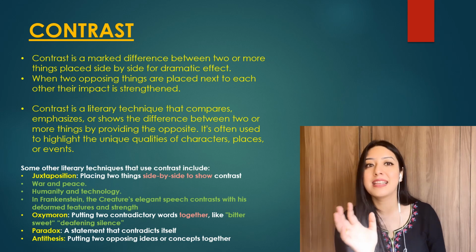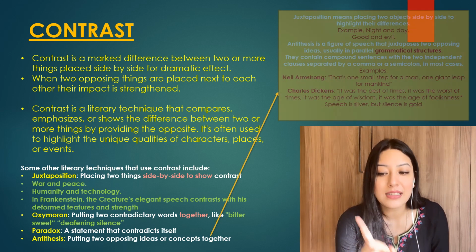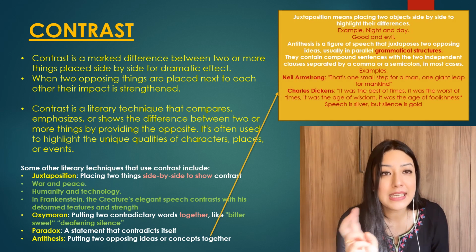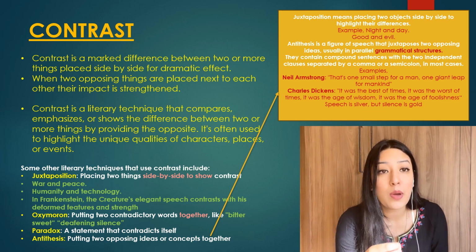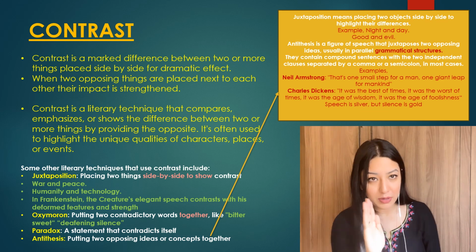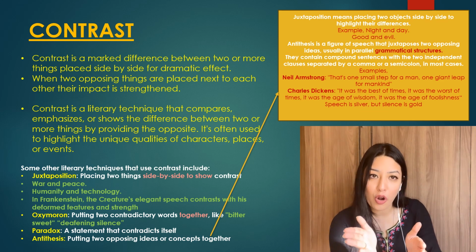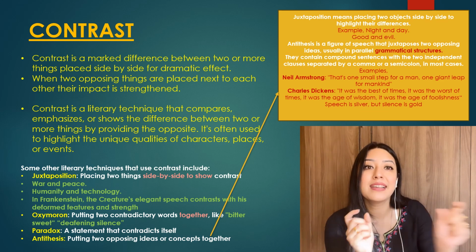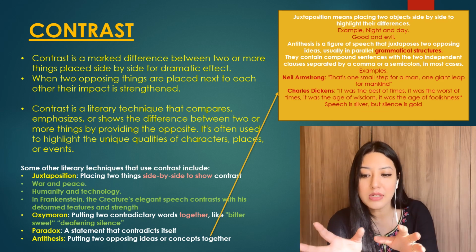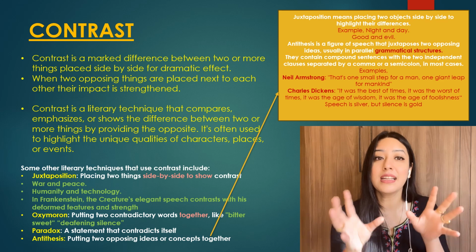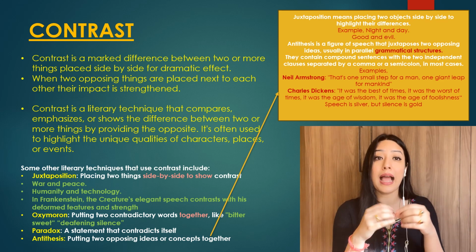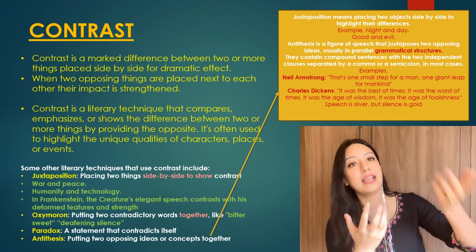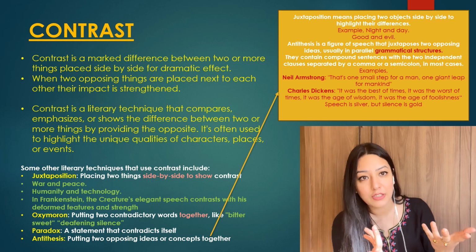So let us understand these two properly. Juxtaposition means placing two objects side by side to highlight their difference. So you put night and day, you put war and peace, you put two ideas side by side, and you are saying good and evil. These are things that will impact. The contrast will highlight to you the lesson or the impact or the moral that you're trying to impart.